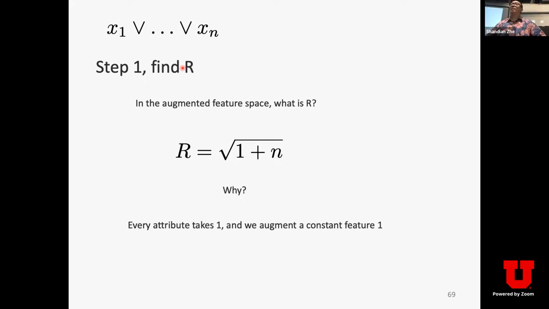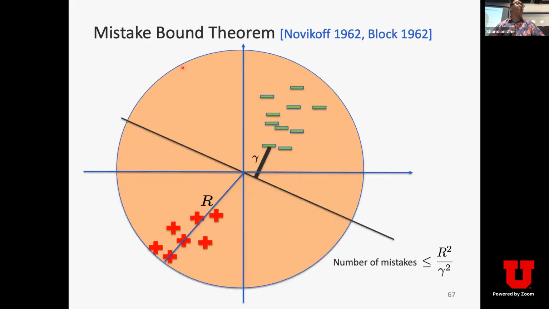So remember, if you go back to here, R is the maximum length of those feature vectors. Or in other words, you can find the point which is furthest from the origin, right? R is the radius. That's why we're going to look at the data point that is the farthest from the origin.